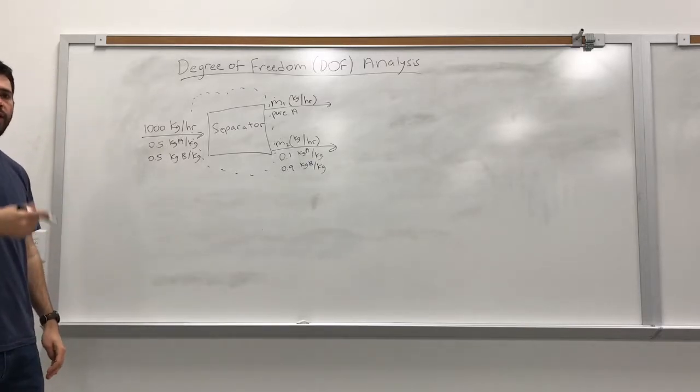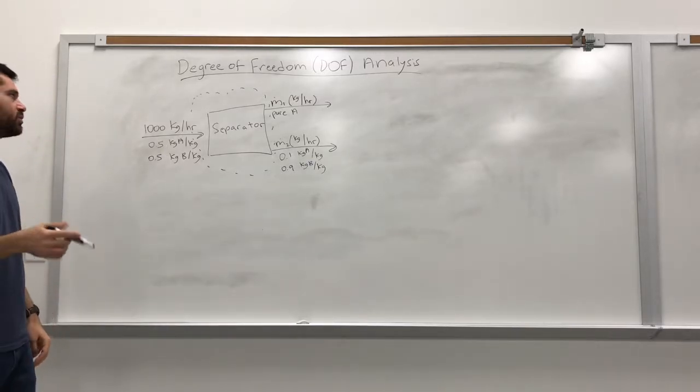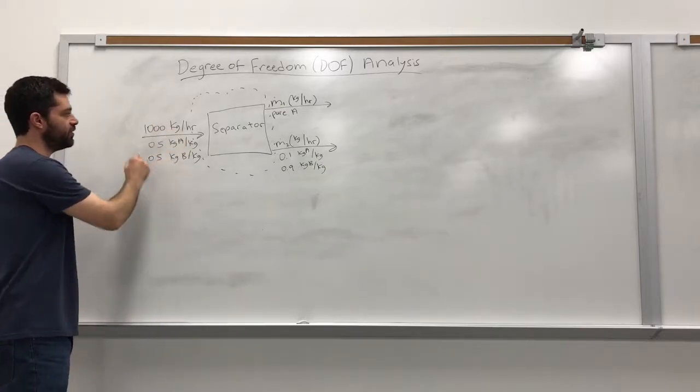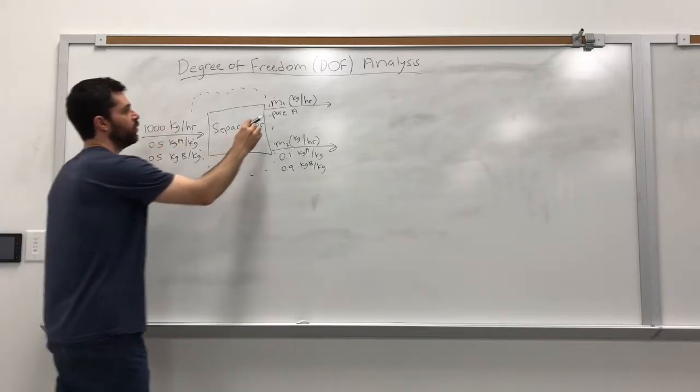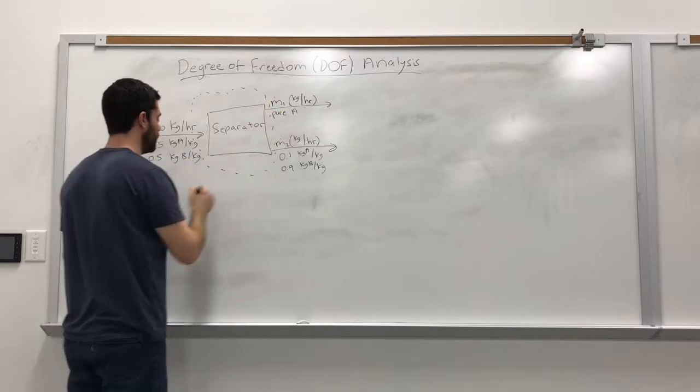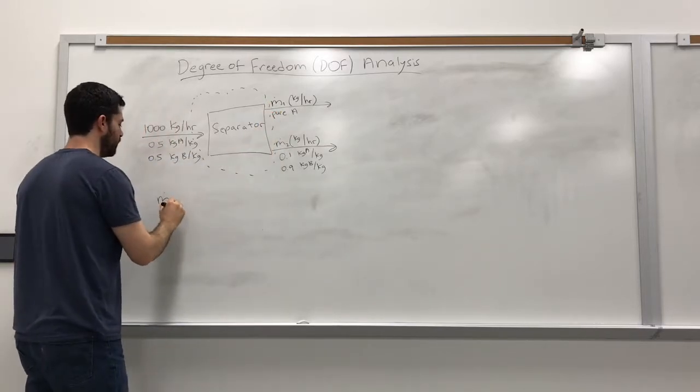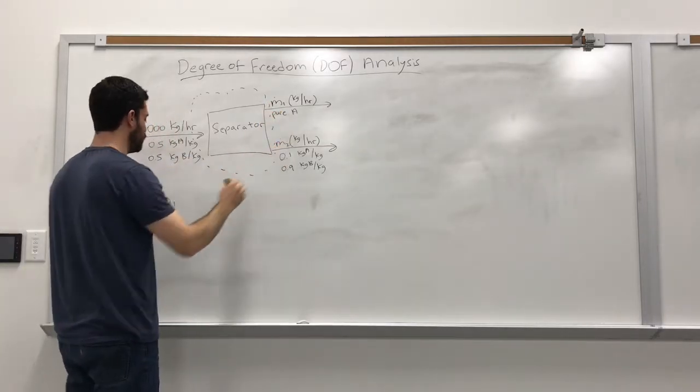Now, how many unknowns do we have in these streams? So we just go ahead and count them. We look at the feed stream, no unknowns. We look at the top stream, M1 is an unknown. And then we look at the bottom stream, M2 is an unknown.